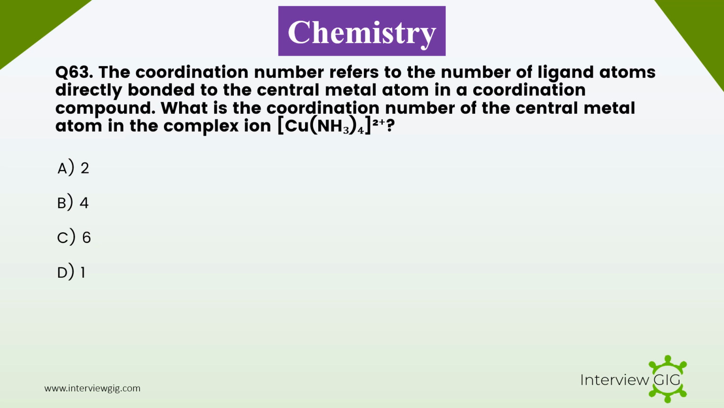Next question. Coordination number refers to the number of ligand atoms directly bonded to the central metal atom in a coordination compound. What is the coordination number of the central metal atom in the complex ion superscript 2? A. 2. B. 4. C. 6. D. 1. Answer B. 4.